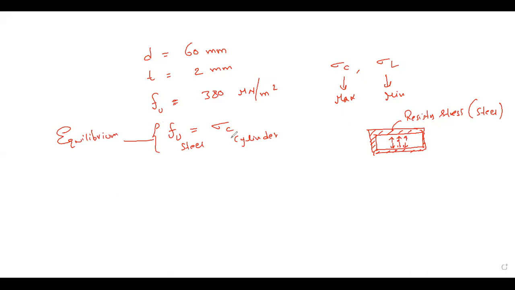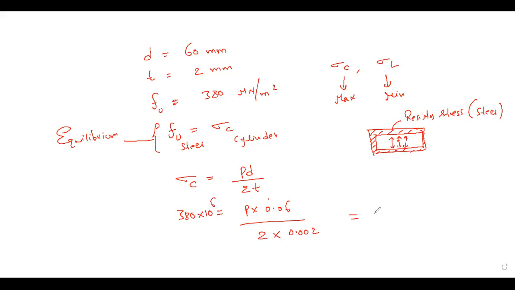Okay, so by considering this, what is your circumferential stress formula? PD by 2T. Pressure is not given, and what is the dia? 60 mm. So convert that into meter. Why? Because your stress is in meter. So 60 mm means 0.06, by 2 into what is your thickness? 2 mm. 2 mm means 0.002. What is your stress? 380. Okay, mega means 10 power 6.